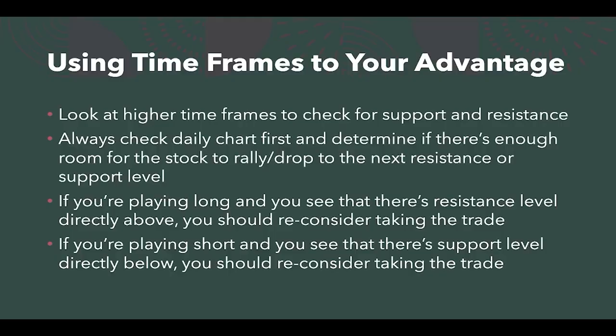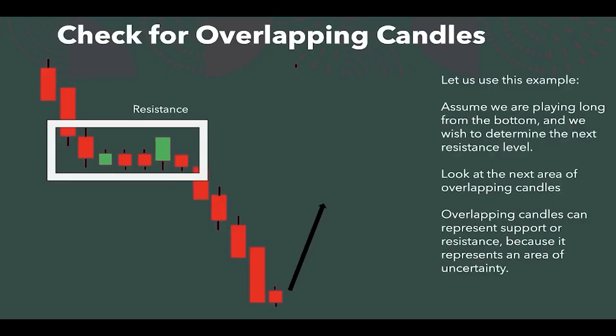And if you're playing short and you see that there's a support level directly below, you're going to want to reconsider taking the trade, because if there's support directly below and there's not that much room for the stock to fall until it hits support, your reward to risk might be affected. And this, of course, all depends on what your actual stop loss is, okay? I went a lot more into detail with this in the risk management video, so definitely go back to that if you're having some confusion around this.